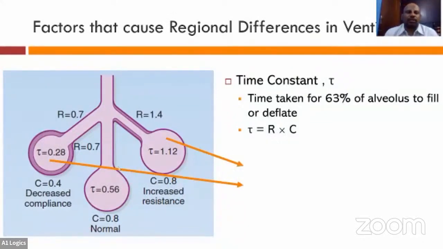Here, we have to consider many types of alveoli. This is the normal alveolus, which will fill in 0.5 seconds. That is 5 time constants. The alveolus will fill 100% with normal compliance and normal resistance.